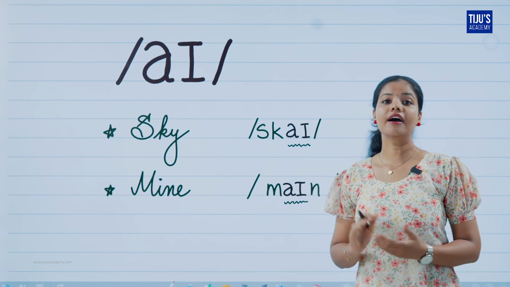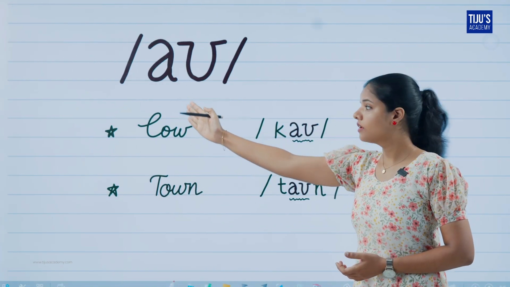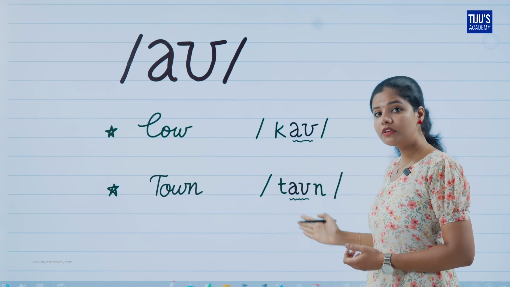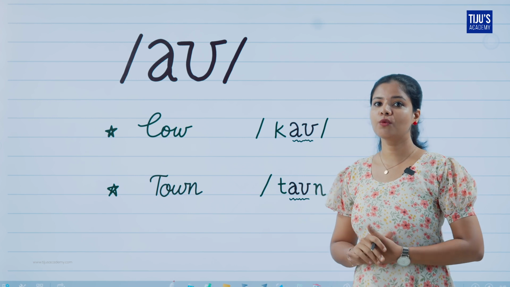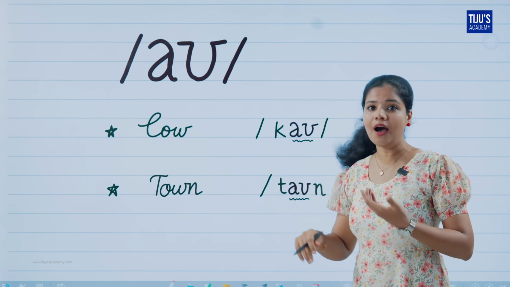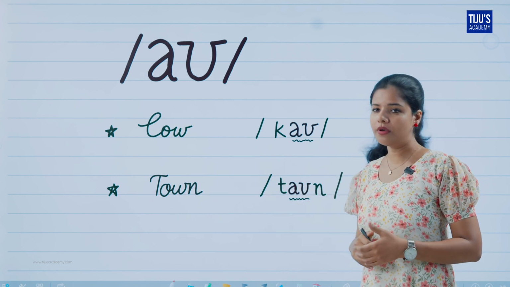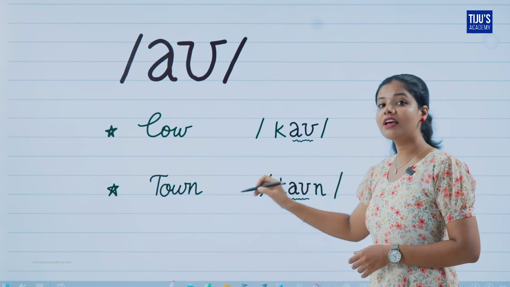mine. Ow, as in cow, town. Earlier we had another diphthong which was ow, but this is ow. Ow as in go, road, but this is ow as in cow, town.